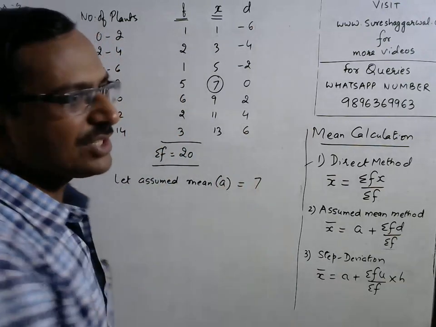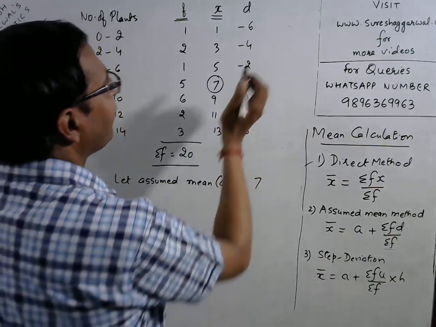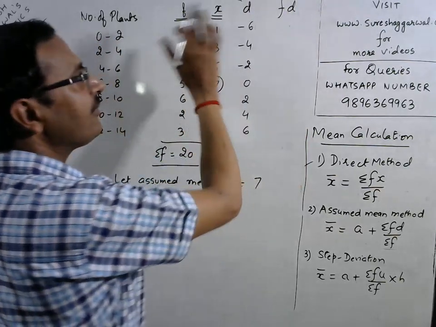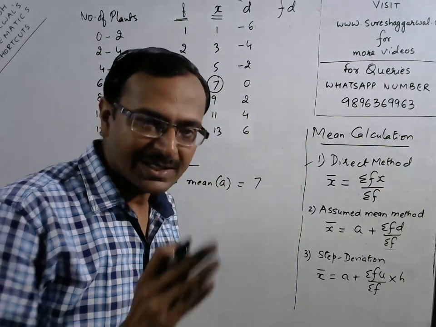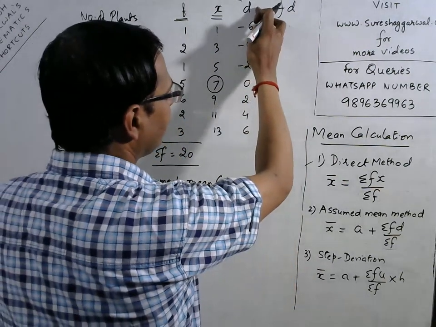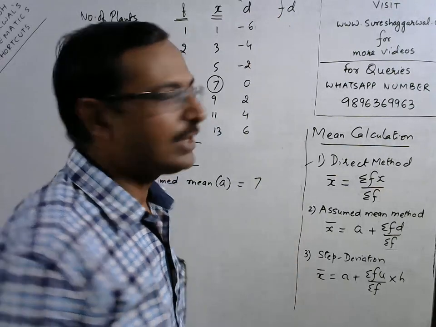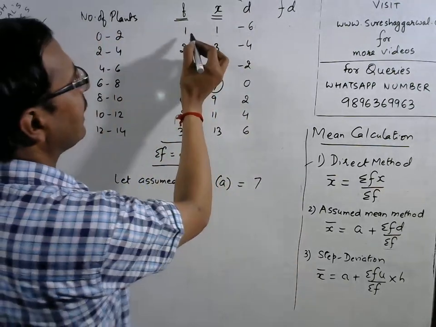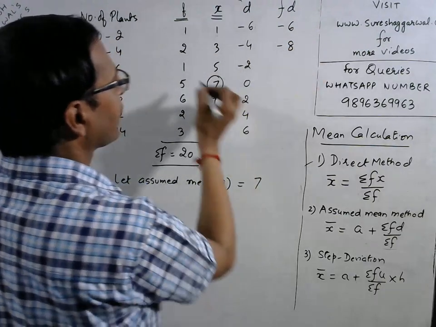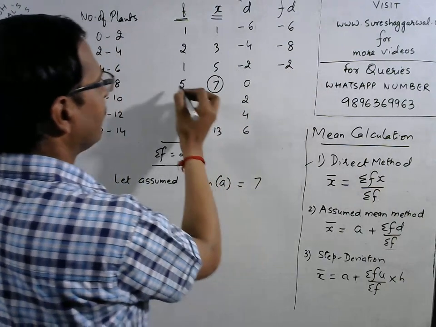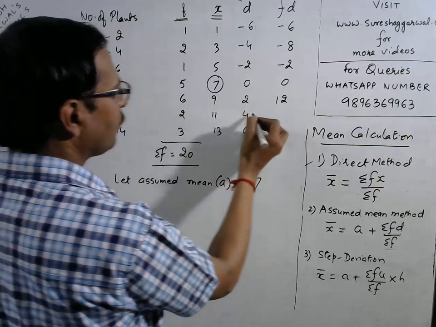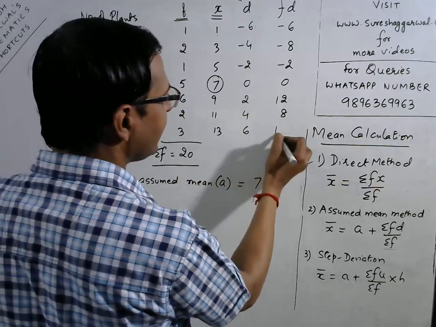So we have taken the deviations from mean, and now finally whenever we conclude the table, we have to multiply with the frequency. So f into d. Like in the previous method, x was the last column, so f into x. Now in this column, the last column head is d. So we have to multiply f by d. Now multiply: 1 into minus 6 is minus 6, 2 into minus 4 is minus 8, 1 into minus 2 is minus 2, 5 into 0 is 0, 6 into 2 is 12, 2 into 4 is 8, and 3 into 6 is 18.